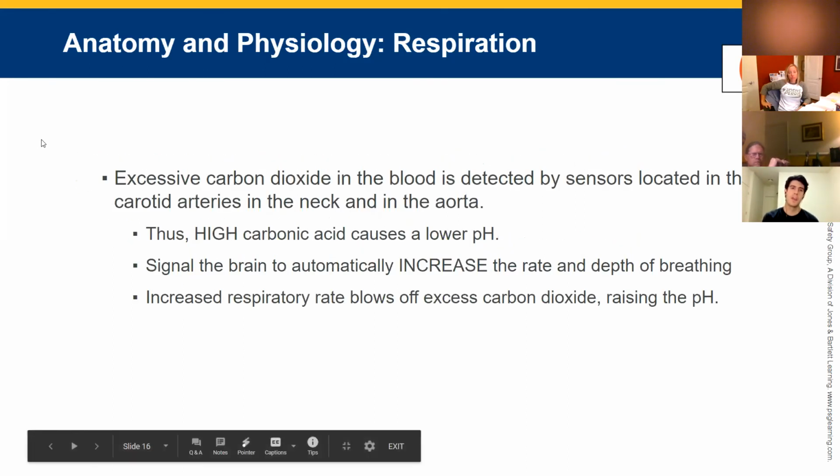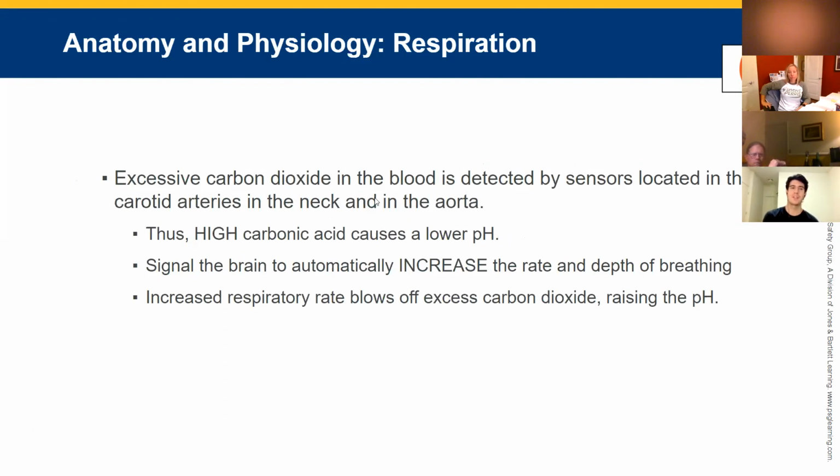All right. And carbon dioxide in the blood is detected by sensors in the carotid arteries and in the aorta, that big blood vessel in your stomach. And when you have a bunch of pH or a bunch of CO2 in your bloodstream, they tell your brain, and that's going to signal the brain to increase your breathing. So that's how your body actually decides how much to breathe, based on the CO2 that is dissolved in your bloodstream. If there's more, it'll say, we got to get rid of the CO2, and it'll make you breathe faster and deeper.